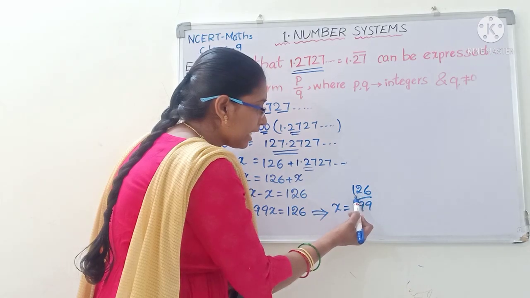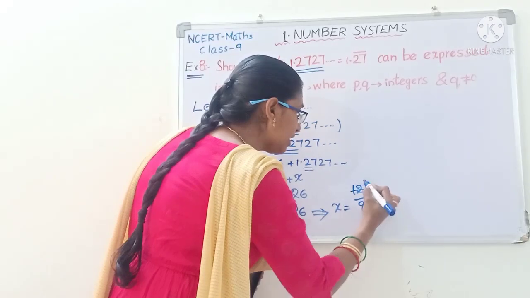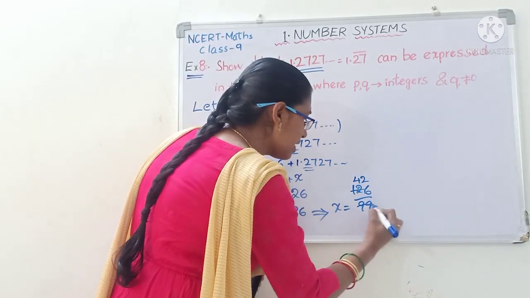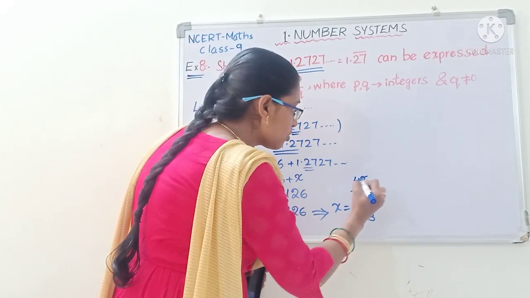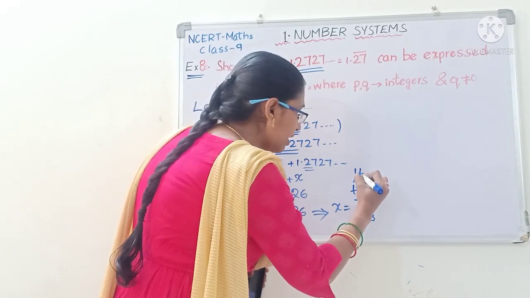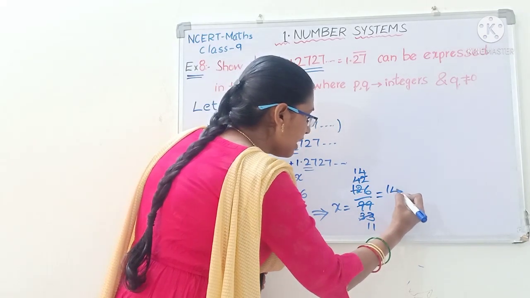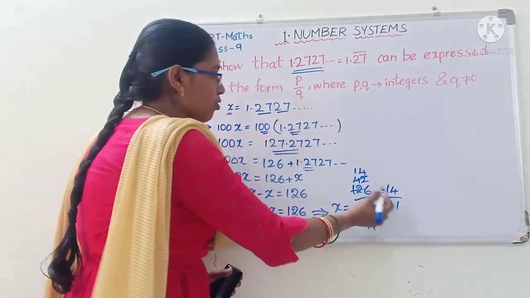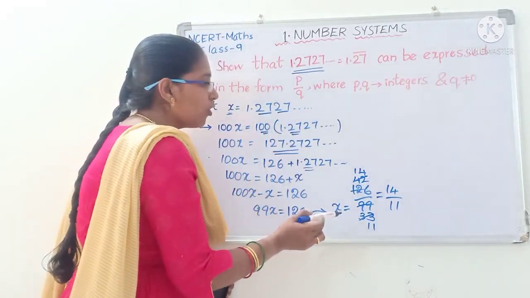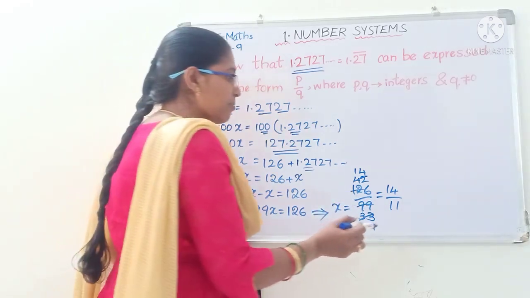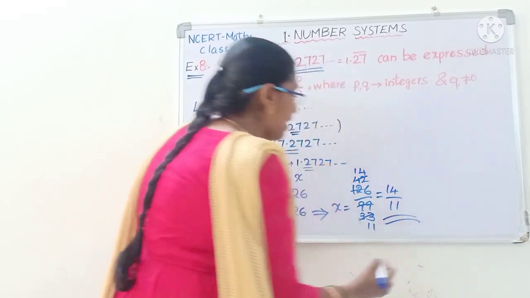6 plus 2 is 8. 8 plus 1 is 9. 9 is divisible by 3, so 126 will be divisible by 3. 3 4s are 12, 3 2s are 6. 3 3s are 9, 3 3s are 9. Again 4 plus 2 is 6, so it will be divisible by 3. 3 1s are 3, 3 4s are 12. 3 1s are 3, 3 1s are 3. So you got the answer as 14 by 11. x is equal to 14 by 11. That means 1.2727 and so on can be expressed in the form of p by q, which is 14 by 11. The answer is 14 by 11.